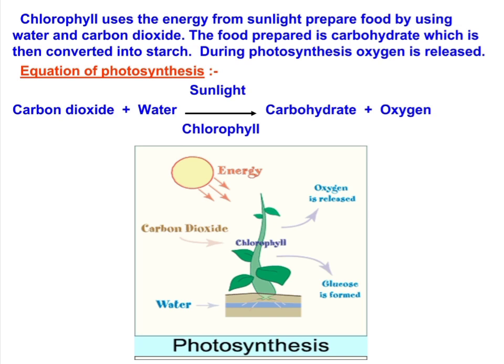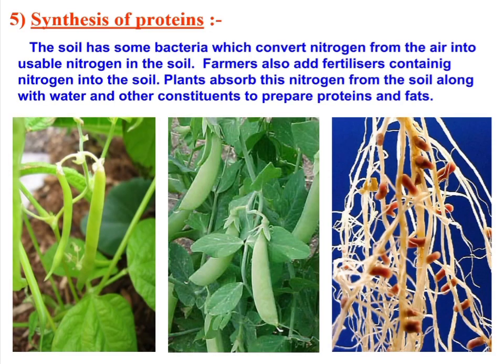So what is the equation of photosynthesis? Carbon dioxide and water in the presence of sunlight and chlorophyll give rise to carbohydrate plus oxygen. We can see here clearly the process of photosynthesis. Okay, now let's move further.